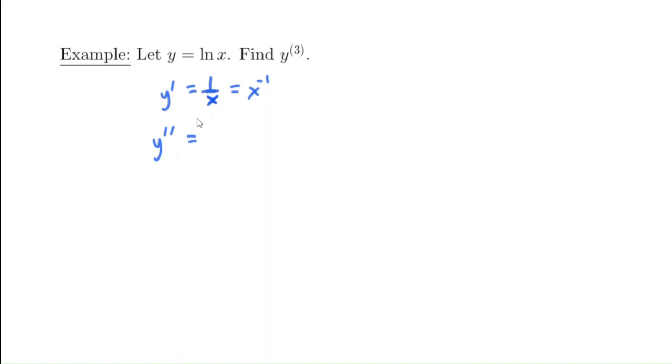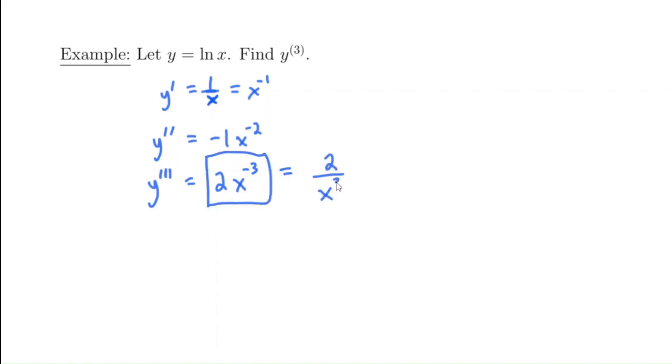So we're looking at y double prime now. Well, it'd be minus 1 times x to the minus 2 power. Okay, or just minus x to the minus 2. Now, what is y triple prime? Well, we take negative 2 times negative 1. That'd be positive 2, x to the negative 3. Okay, so that's our answer, or we could rewrite this as 2 over x cubed. Okay, so that's the third derivative of natural log of x.